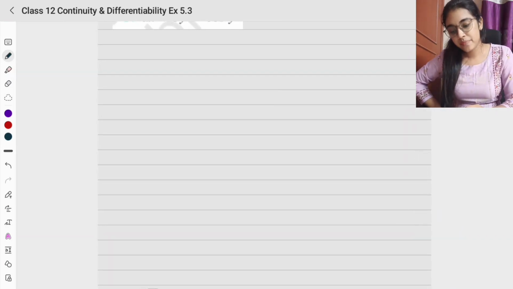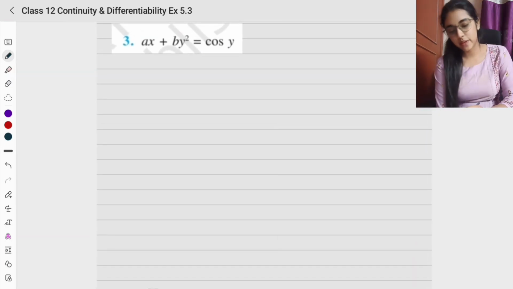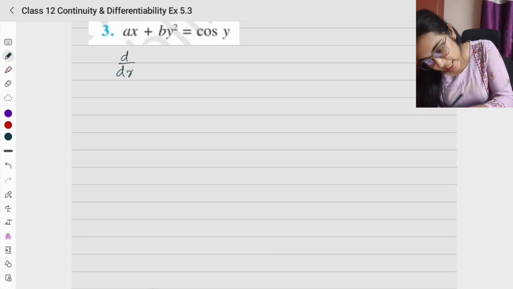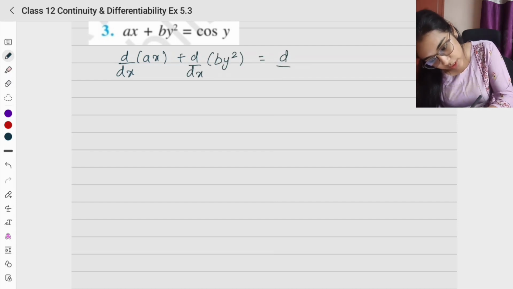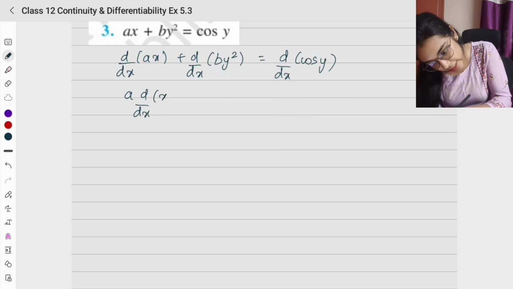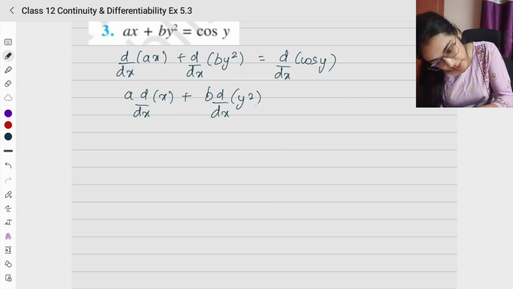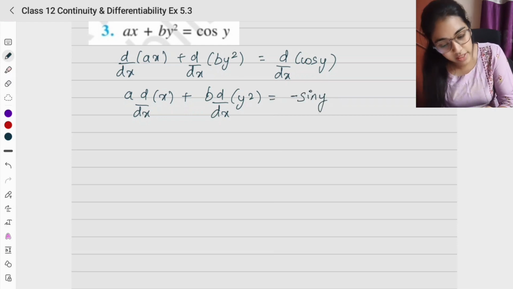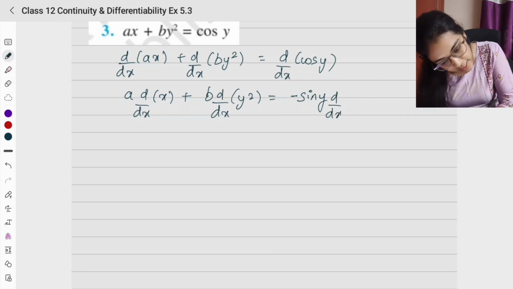Question number 3. ax plus by square is equal to cos y. So again taking the derivative with respect to x, I'll have d by dx of ax plus d by dx of by square equal to d by dx of cos y. So a is a constant, d by dx of x, plus b is a constant, d by dx of y square is equal to d by dx of cos y, which is minus sin y. Cos y's derivative is minus sin y times d by dx of y.